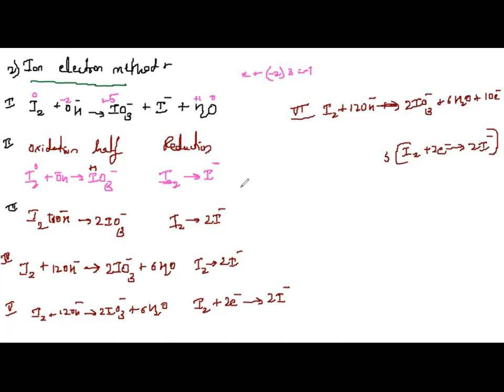Now add both the half cell reactions. Last step: add both the half cell reactions. So what do I get? I2.